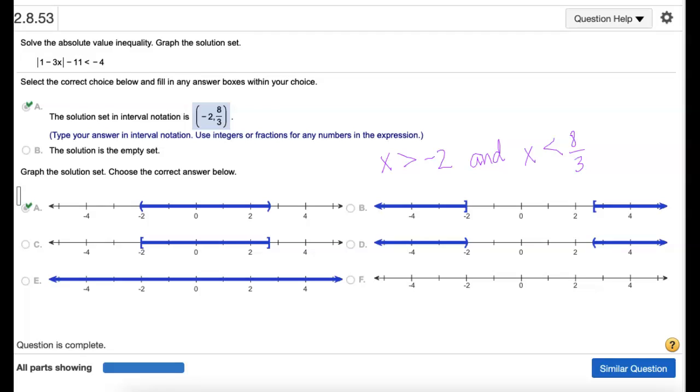Sorry about that technology snafu there, but anyway, what I'm going to do to get the second part of this answer then is graph both of these inequalities and look for their intersection, since I'm combining them with the word and. That's why I would then choose this particular graph.